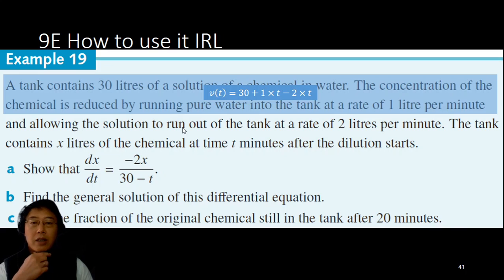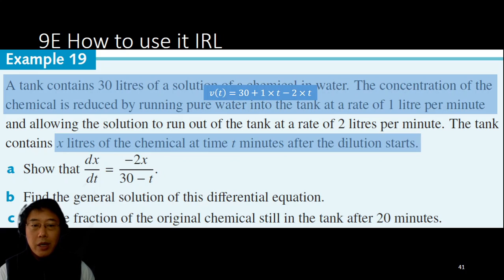So I would advise to write an expression. It's the volume in terms of t, you start with 30, you add 1 liter per minute, so it's 1 times t, and you're losing 2 liters per minute, so it's minus 2 times t. Okay, that will simplify to 30 minus t. Alright, another thing is the concentration of the chemicals. It's x liters, which is what you have.